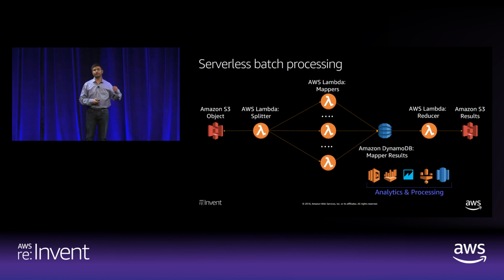Once those functions crunch through the data, and they can now be invoked for up to 15 minutes, so that's a lot of compute time that you have, those functions can write their intermediate results into DynamoDB, which are picked up by a reducer function, and final results go into S3. So you can get a lot of compute out of this.